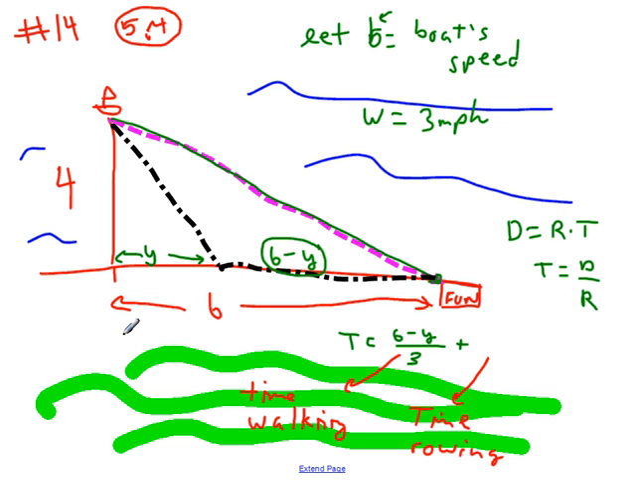Anyway, so the time rowing, well, we need to have our distance rowing. Our distance rowing depends on where we go. So it's going to be the square root of y squared plus 4 squared. So our time rowing is the square root of y squared plus 16 over the rate that we row. And we don't know that, so that's our variable b.